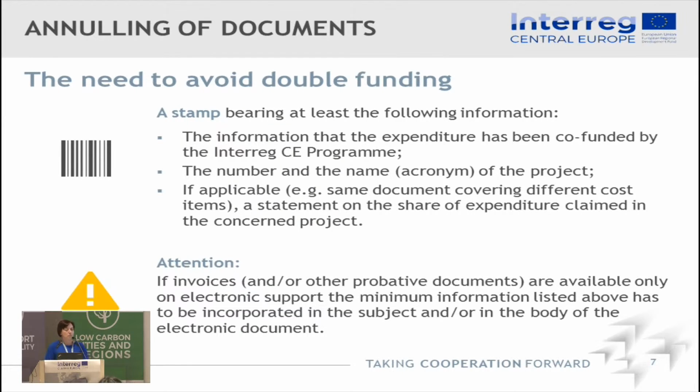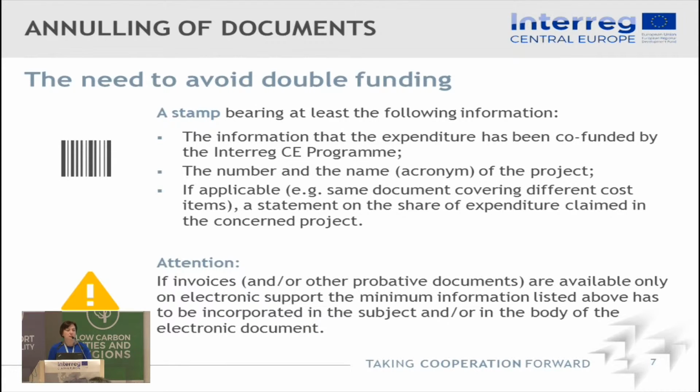It is also very important to remember to somehow mark the expenditure in order to avoid double financing, so as not to have the problem that one cost is assigned to more than one project, or to mark it in a transparent way. That's why there is a need to use a stamp bearing at least the following information: that the expenditure has been co-financed by the Interreg CENTRAL EUROPE program. On the stamp, the number and acronym of the project should be given, and it can be the case that the same document covers different expenditure also co-financed from different sources. So in a transparent way, it should be marked what the share of expenditure claimed in the concerned project is, so in the Central Europe project.